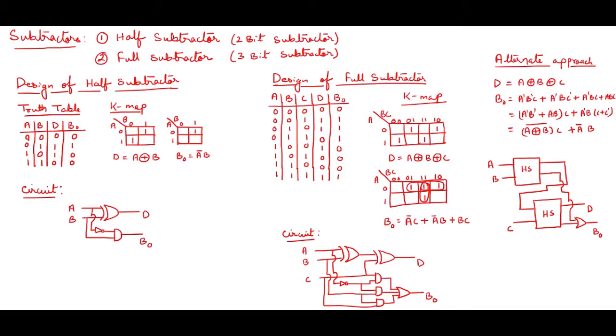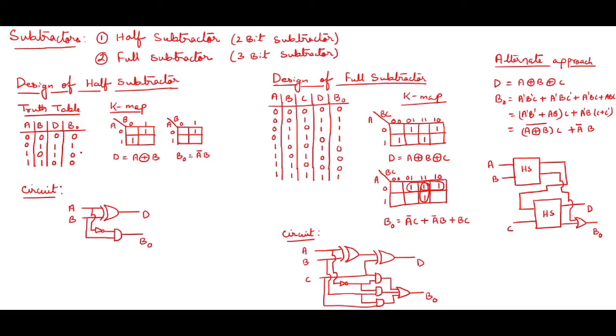Now when I subtract, 0 minus 0 is 0, borrow is also 0. 0 minus 1 is not possible, so I need to borrow 1. I'm taking borrow 1 here, which makes this 0 into 10. 10 minus 1 is 1. Now coming to the next one, 1 0: 1 minus 0, difference is 1, borrow is 0. 1 minus 1 is 0 and 0. Now I have the truth table with me.